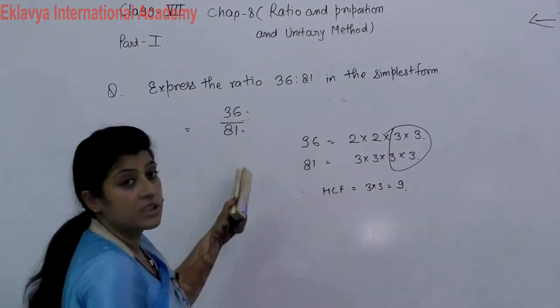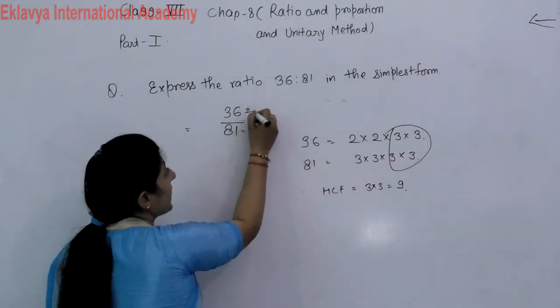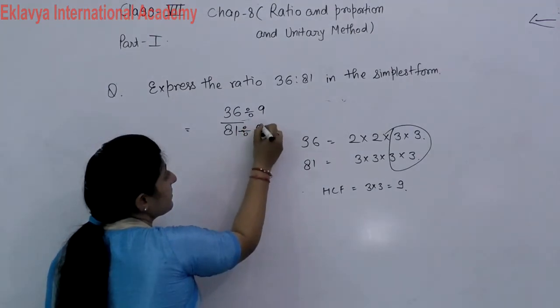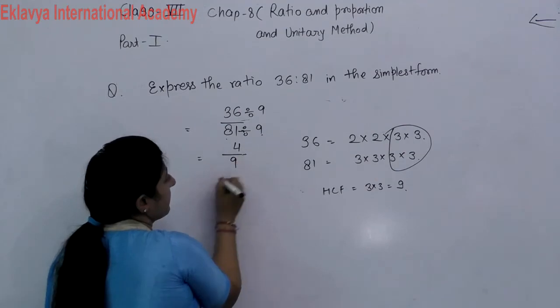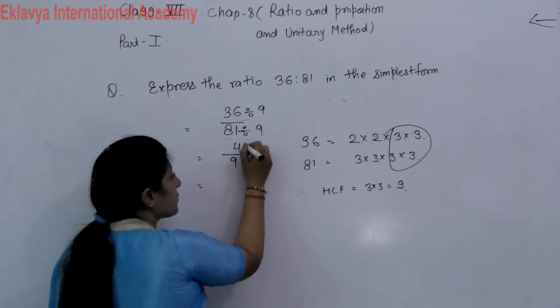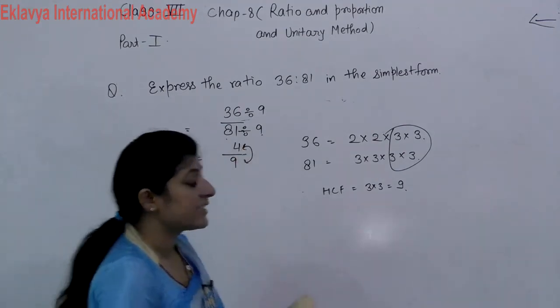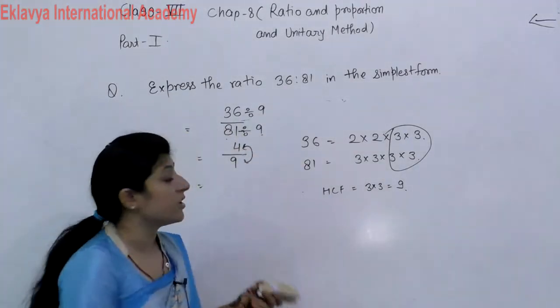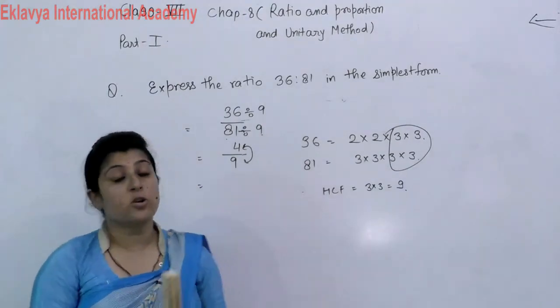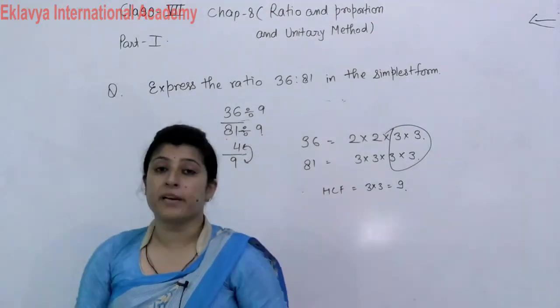It means we will divide both numbers by 9. 9 4s are 36, 9 9s are 81. Now if you solve further, you will get that the HCF of both numerator and denominator is equal to 1. So this is in the simplest form.